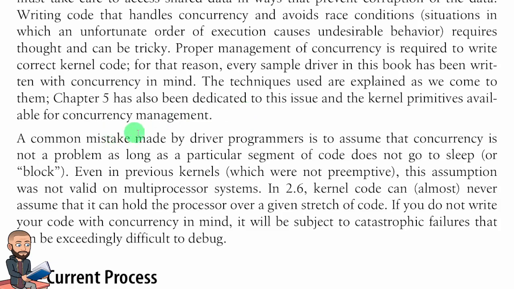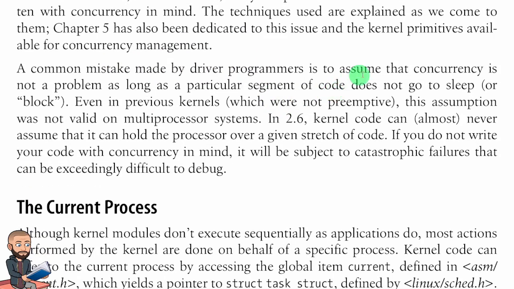A common mistake made by driver programmers is to assume that concurrency is not a problem as long as a particular segment of code does not go to sleep or block. Even in previous kernels, which were not preemptive, this assumption was not valid on multiprocessor systems. In 2.6, kernel code can almost never assume that it can hold the processor over a given stretch of code. If you do not write your code with concurrency in mind, it will be subject to catastrophic failures that can be exceedingly difficult to debug.